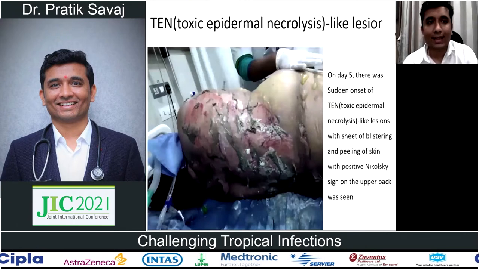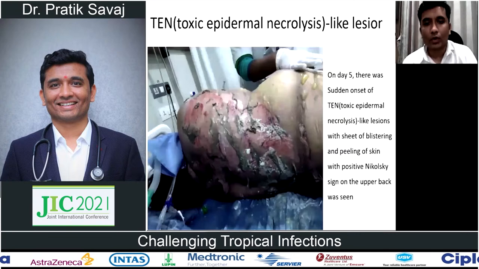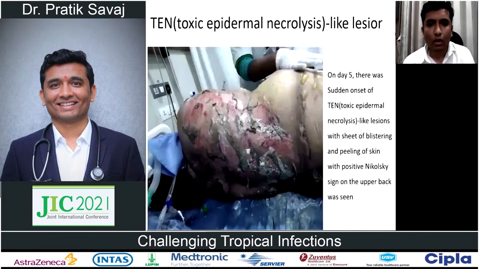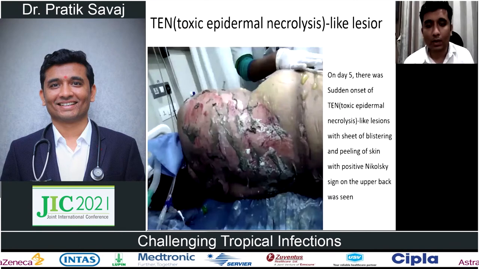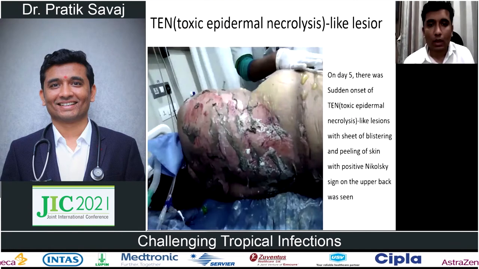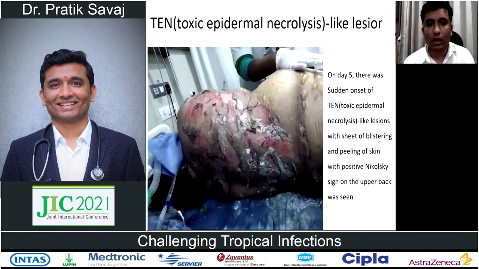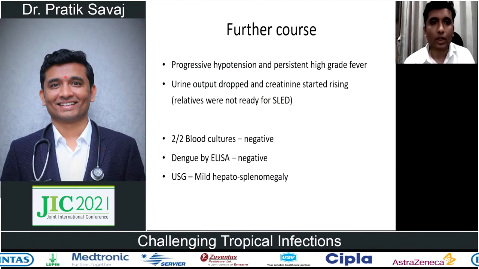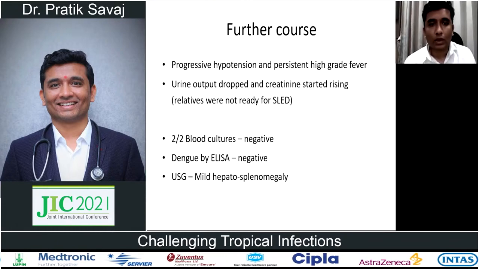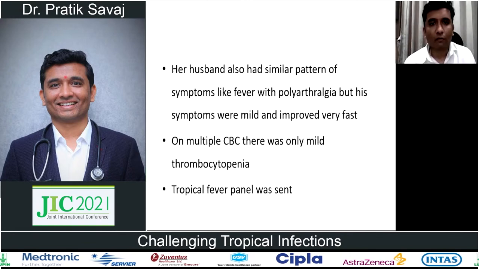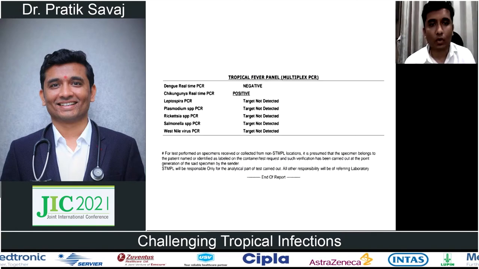So these are the burn-like skin lesions. It is a toxic epidermal necrolysis, and usually we see it in autoimmune skin conditions. But somehow we don't know why it is in this patient. We had not expected this kind of picture in chikungunya viral infection. But there was persistent deterioration, and finally we sent the PCR again, and we found chikungunya PCR positive.